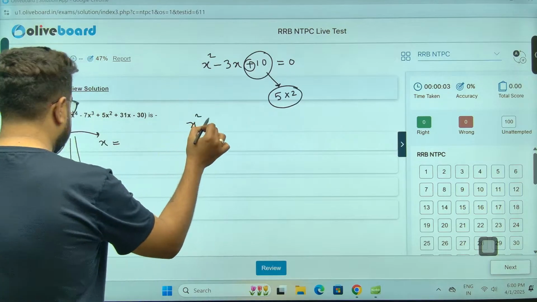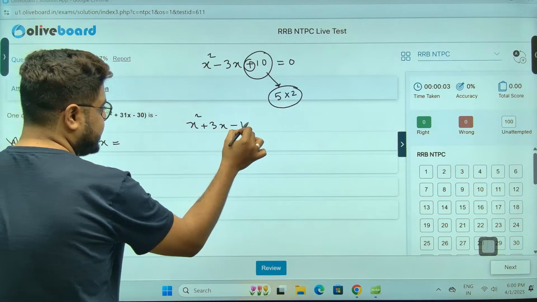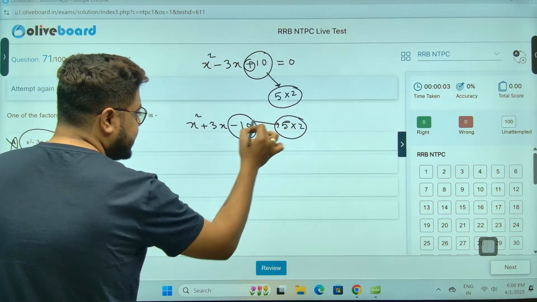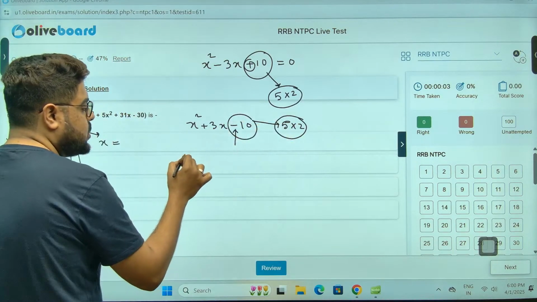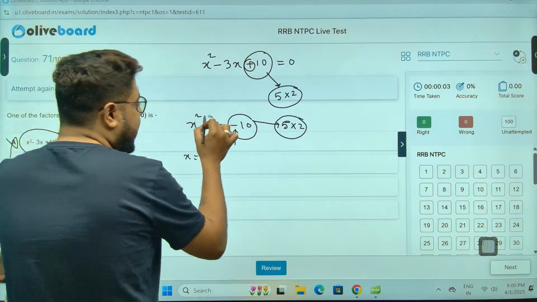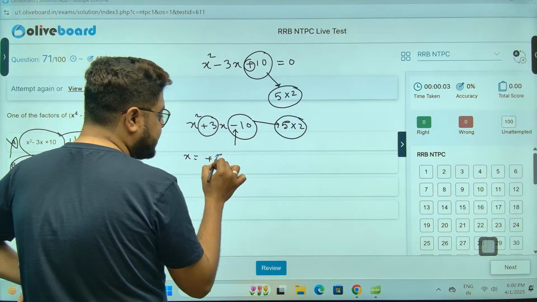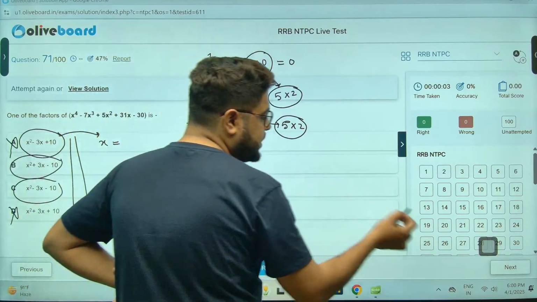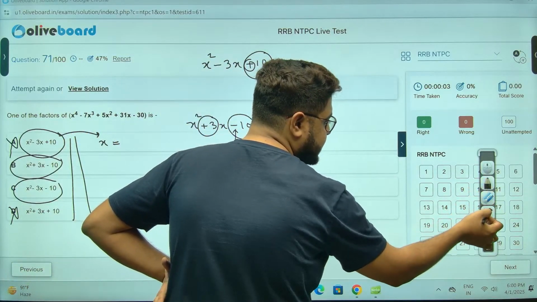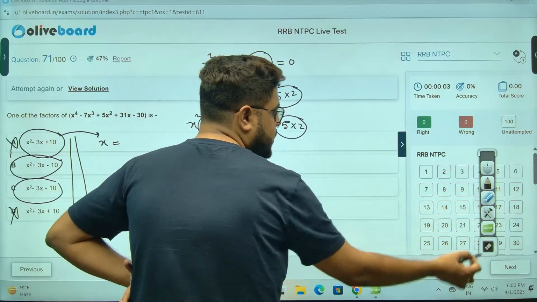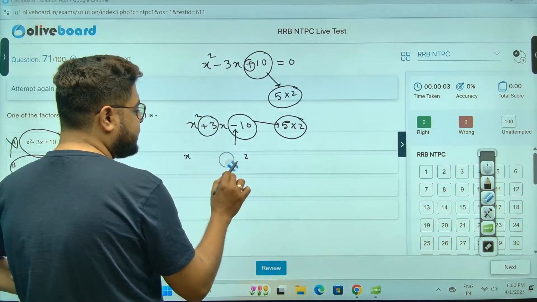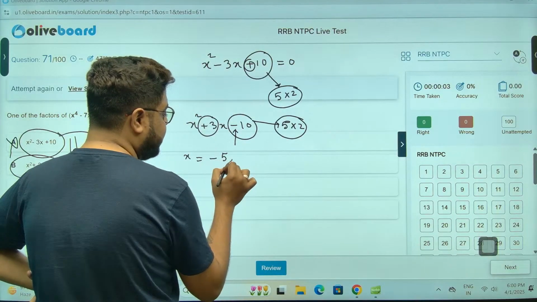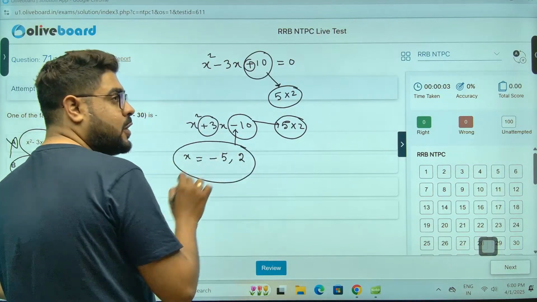So x squared plus 3x minus 10. 10 is again 5 and 2. Minus means I can arrange this by minus. I need plus 3, so plus 5 minus 2 gives plus 3. Just change the sign. If you have plus 5, make it minus 5. If you have minus 2, make it plus 2. So it is minus 5 plus 2. That is my answer from this.